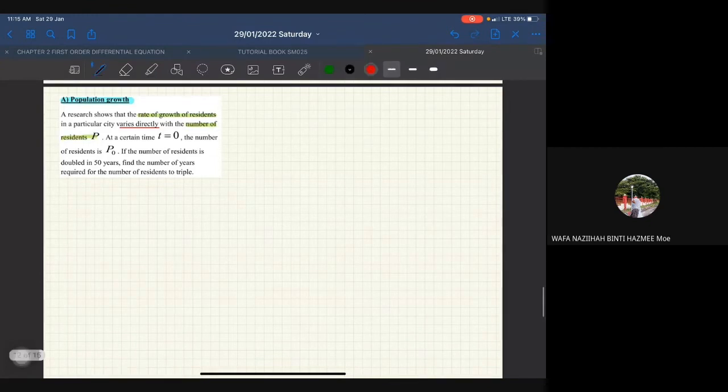Okay, so first saya akan tulis macam ni. So we let number of residents as P. Okay, so P ni kita punya number of residents. Okay, so dekat situ dia cakap rate of growth of residents. So macam mana cara awak nak tulis rate of growth of residents mathematically? Ada sesiapa nak cuba tak? This one. Kalau rate, apa kaitan dia dengan growth.